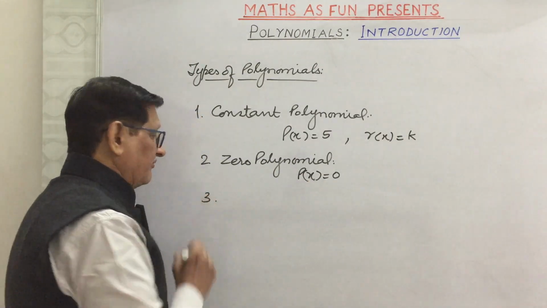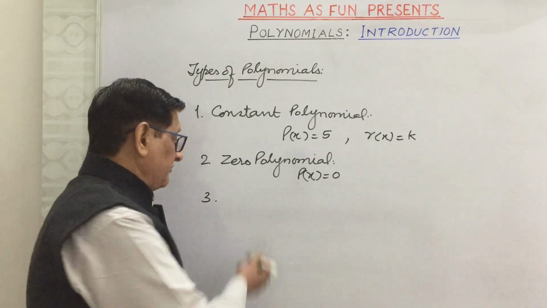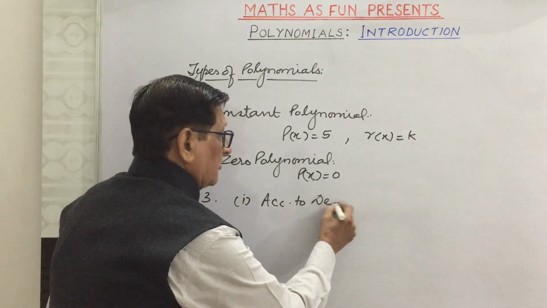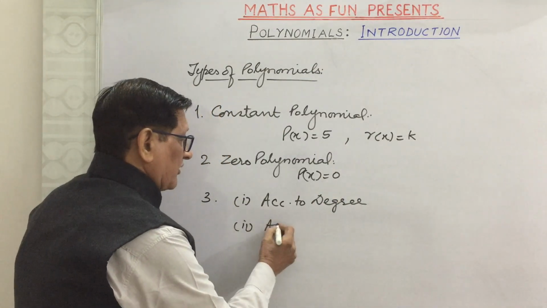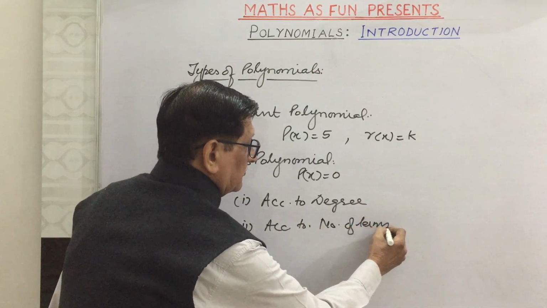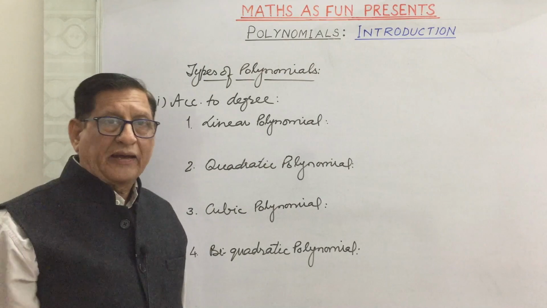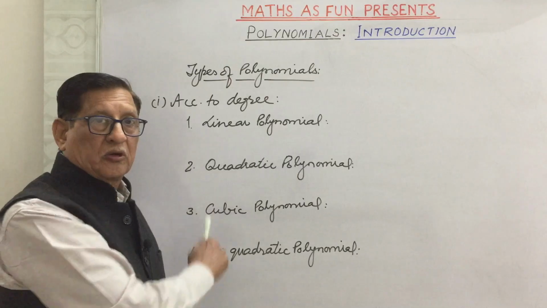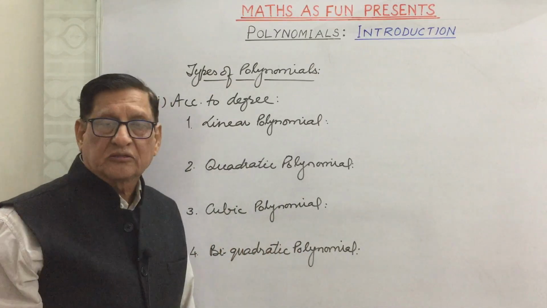The other one we have, the polynomials we divide in two categories. Number one we have according to the degree of polynomial, and the second one we have according to the number of terms. So we will learn now about these types. According to degree, we have the types of polynomials like linear polynomial, quadratic polynomial, cubic polynomial, biquadratic polynomial, etc.